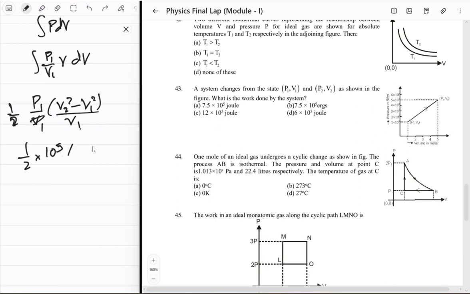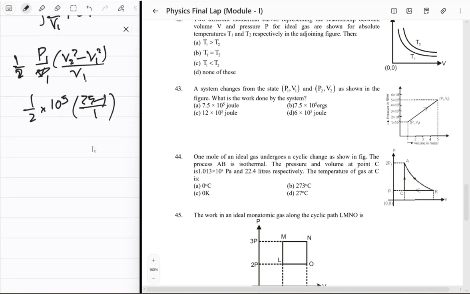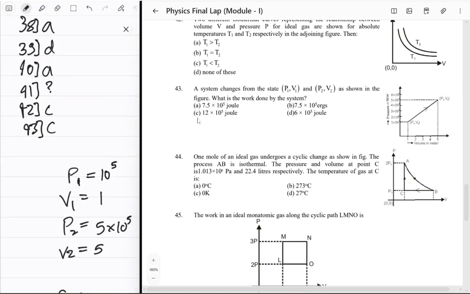So V2 squared is 25 minus 1 and this thing is 1 as well. ऐसा unit है सब कुछ. Should give us joules basically, right? 24 upon 2 is just 12 times 10 power 5. That should be doing the thing. But that is just a C. Next question. 44.